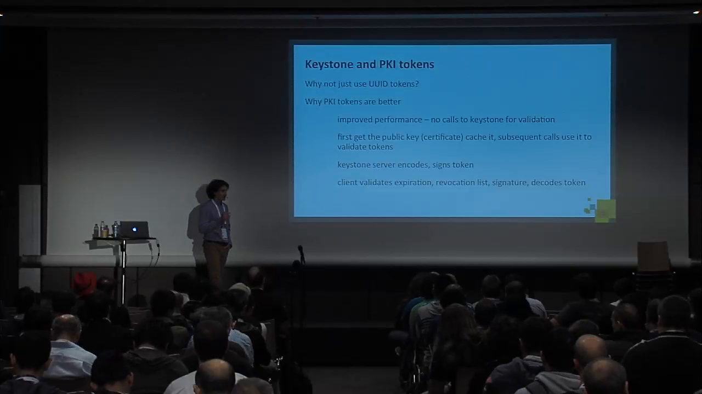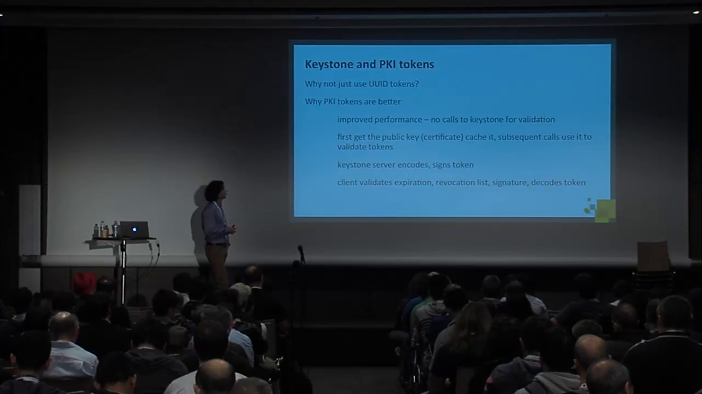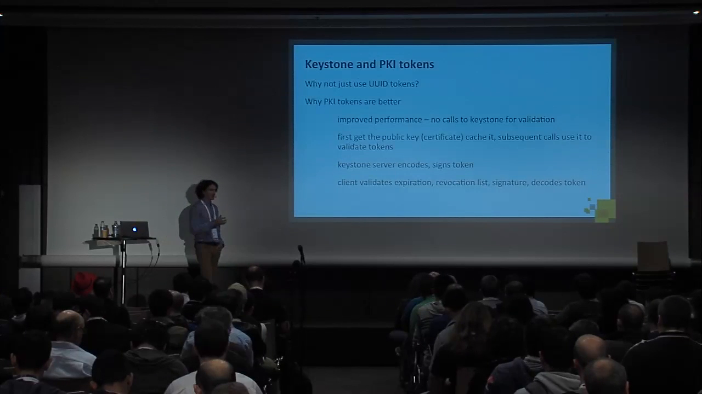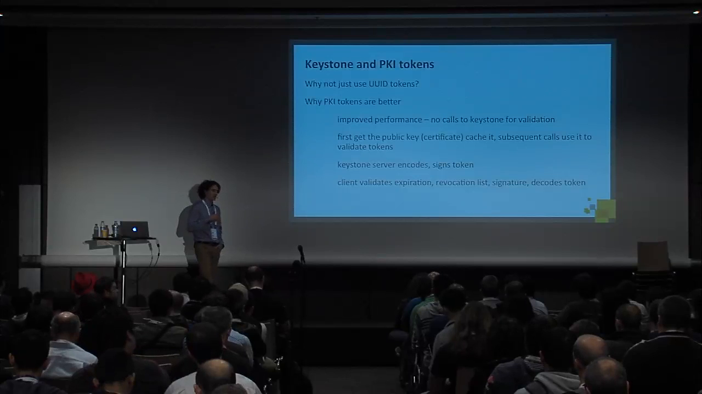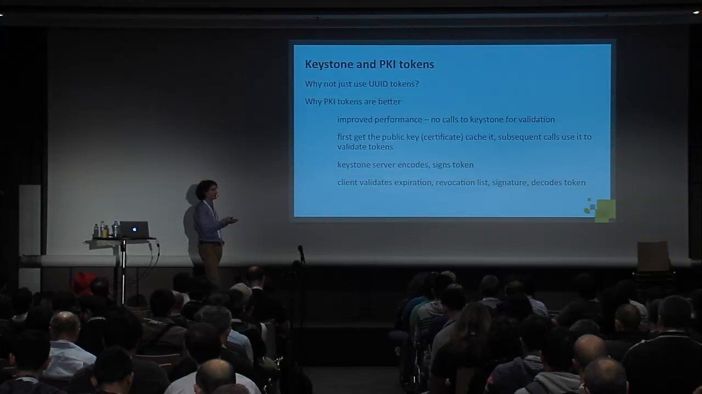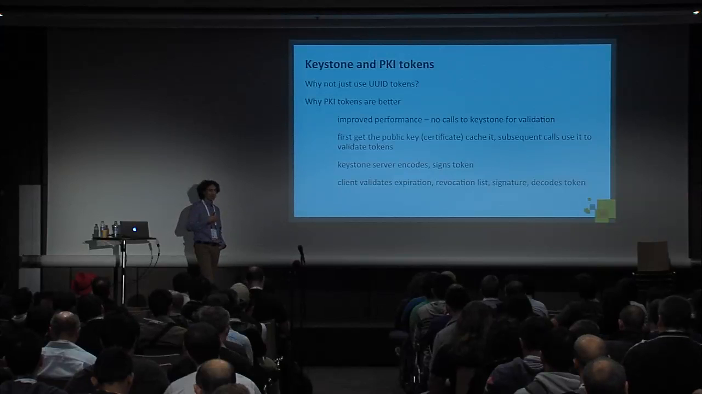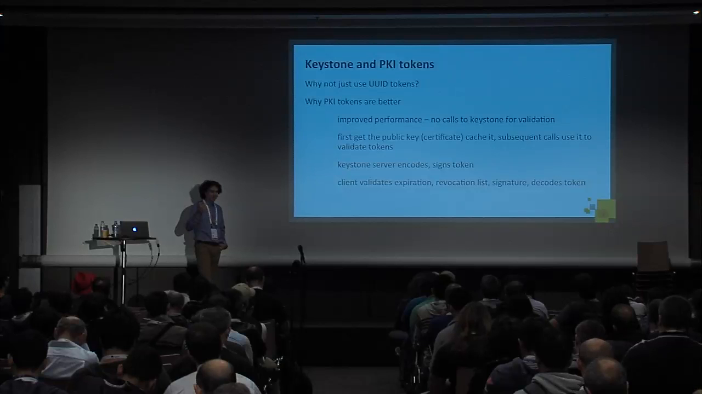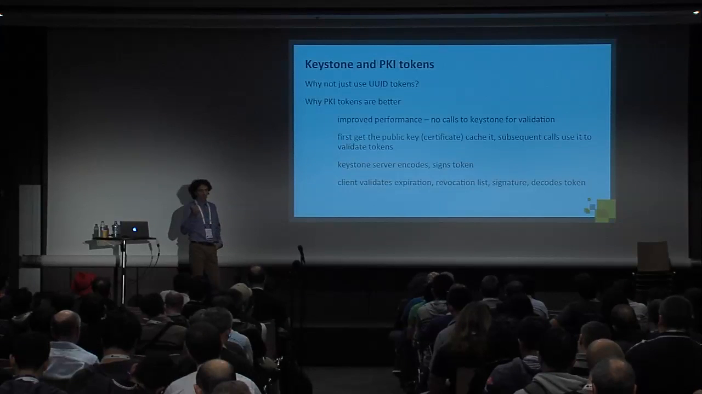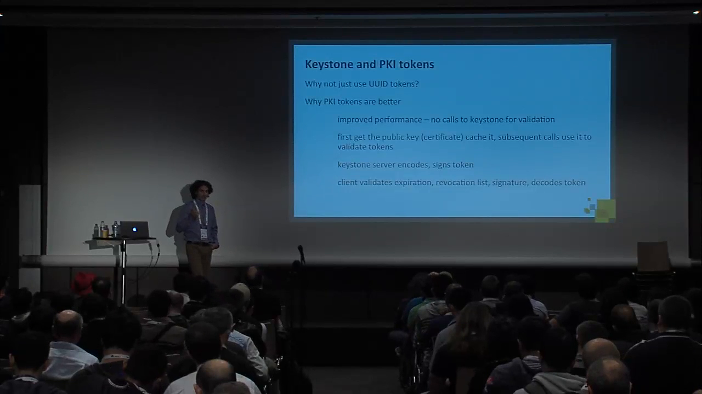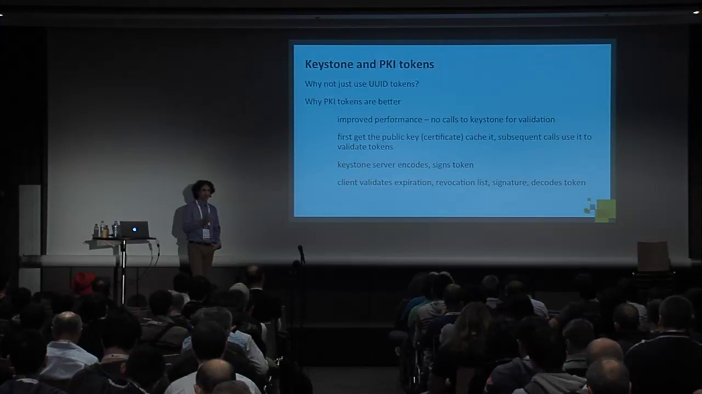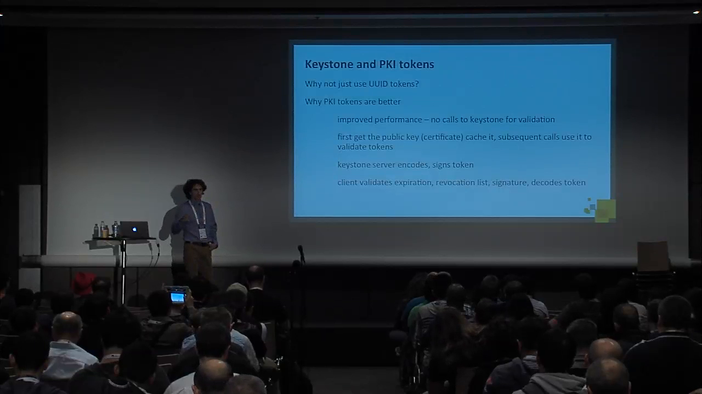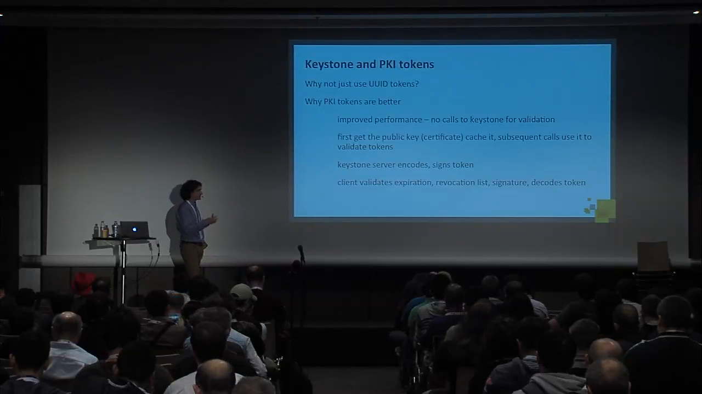So then you switch to PKI. With PKI, Keystone sends you this token in an encoded format. It pretty much takes a JSON file that has this information, encodes it, and then signs this information. So the client pulls the certificate that was used to sign the token, and it can validate the token without contacting Keystone again. And that's very important because it takes this call out; it never talks to Keystone again.